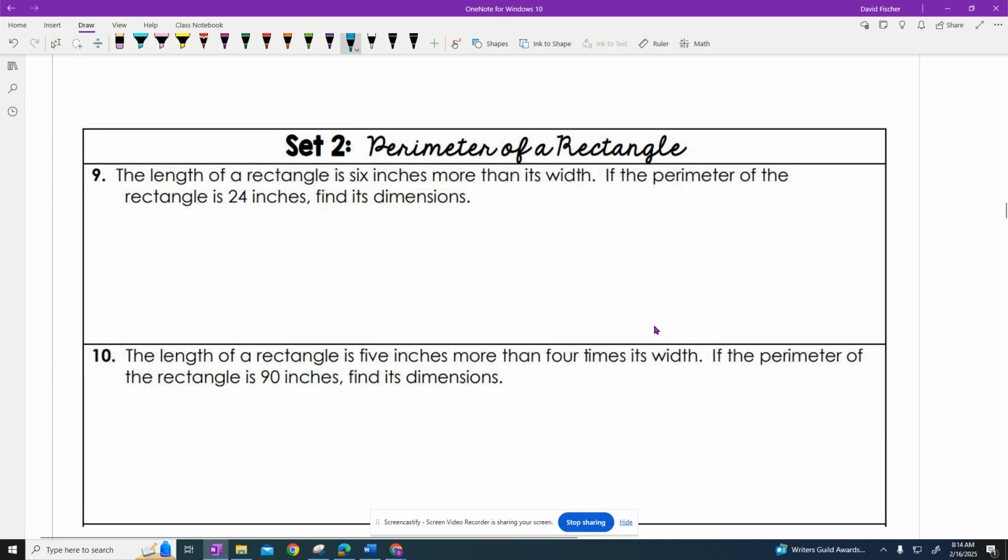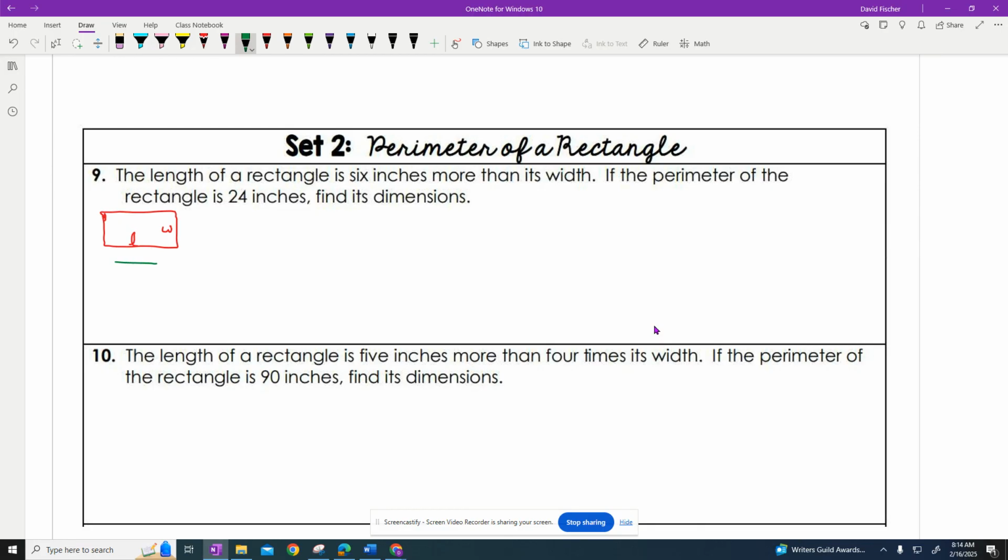Whenever they give me the length and the width of a rectangle, I don't know why kids always just think this is too much work. If you just draw a rectangle here, because they're talking about a rectangle, I usually put an L here and a W there. The length of the rectangle is 6 inches more than the width. So what I do is, they just told me some information about this guy down here. So I draw a line.